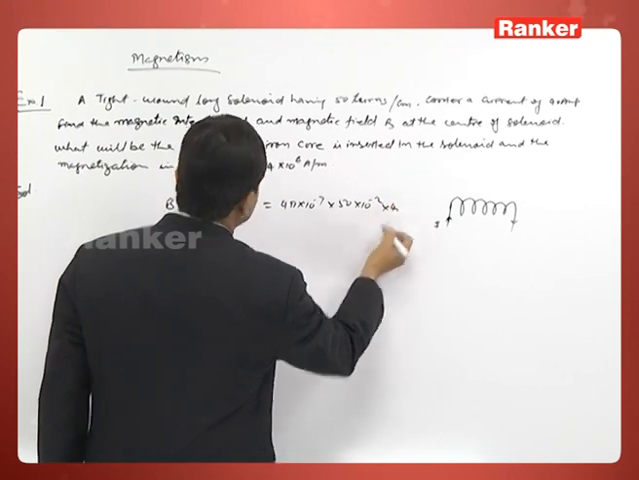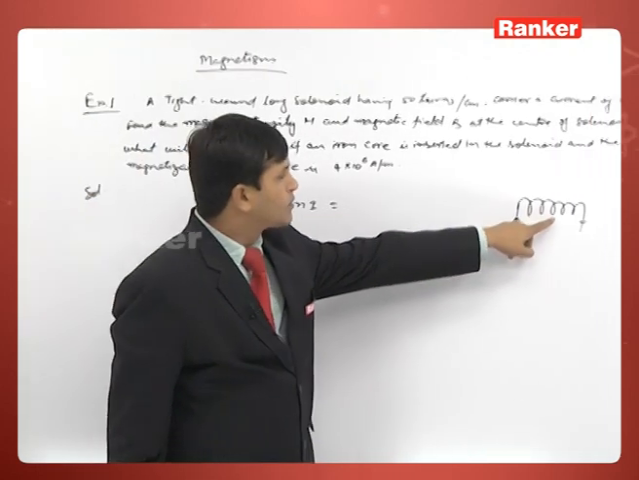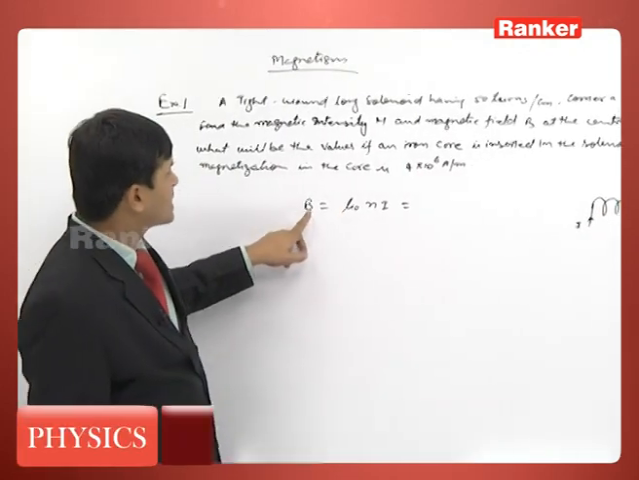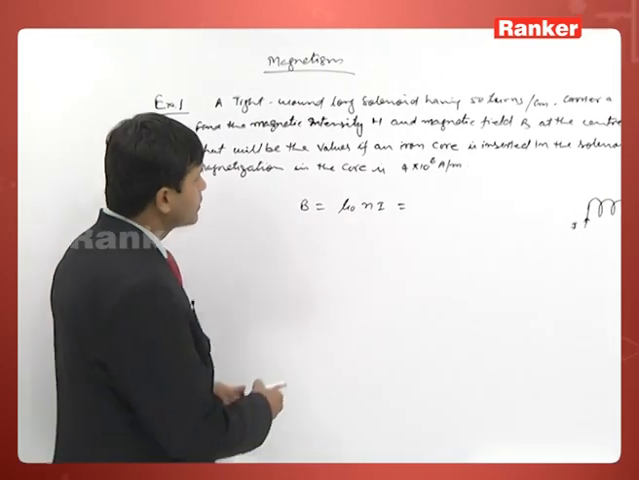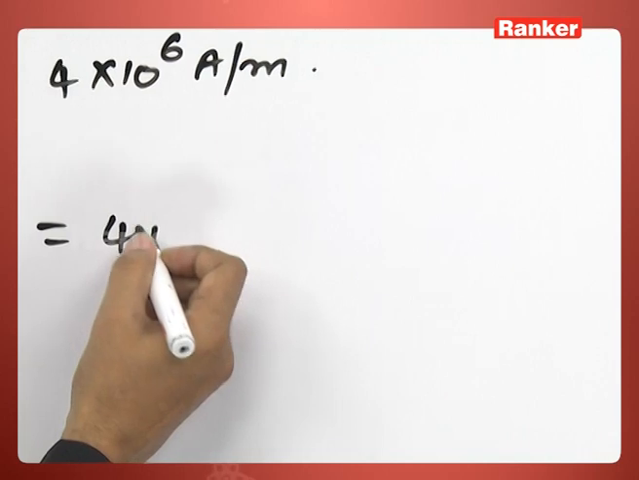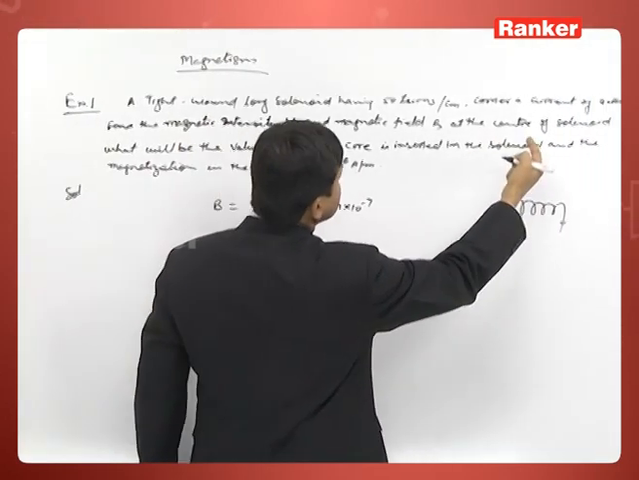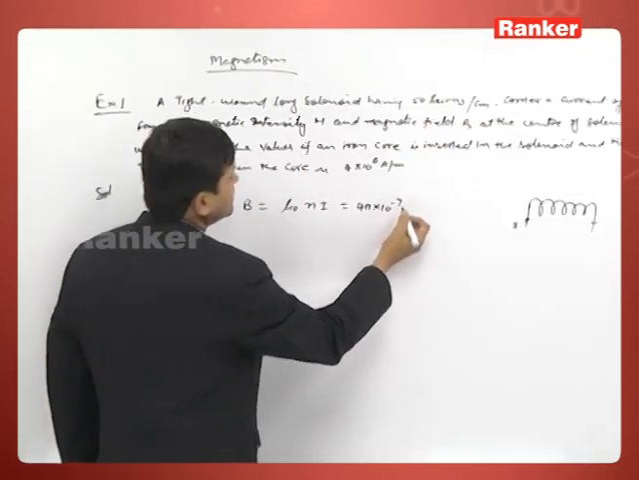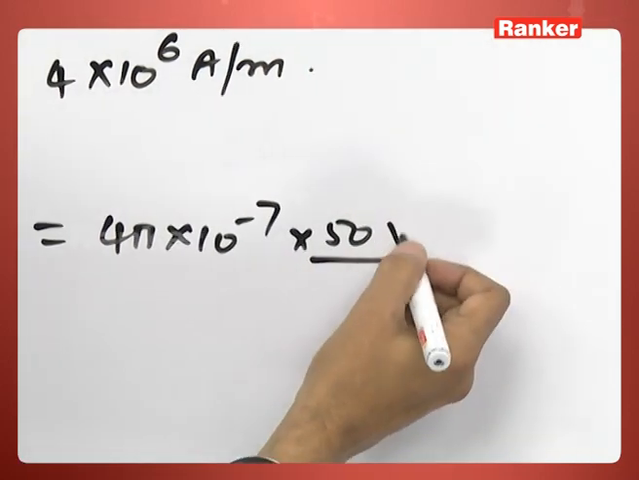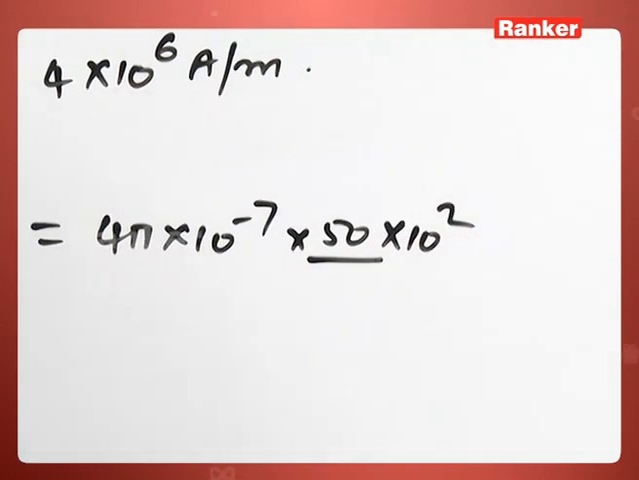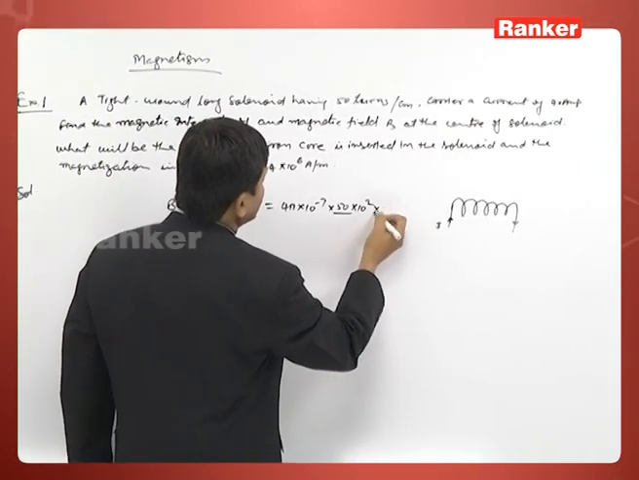now N, number of turns per centimeter here is 50 into 10 power minus 2, and I is the current given here, 4. So now we can get the magnetic field inside the solenoid by this relation B is equal to mu naught N into I. Where mu naught is 4 pi into 10 power minus 7, N is the number of turns per centimeter, that is given 50 per centimeter, so that can be converted into meter, 10 to power 2, and then I is the current given here, 4 ampere.